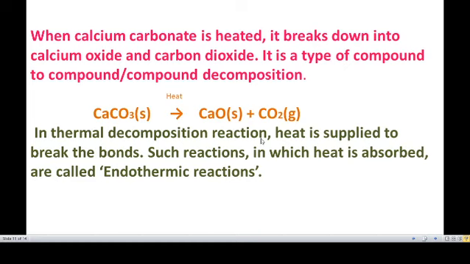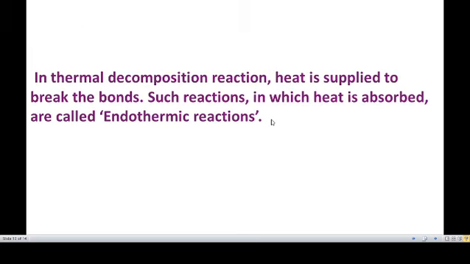In a thermal decomposition reaction, heat is supplied to break the bonds. Such reactions in which heat is absorbed are called endothermic reactions. When calcium carbonate, CaCO3, is heated, it forms CaO, calcium oxide, and carbon dioxide.